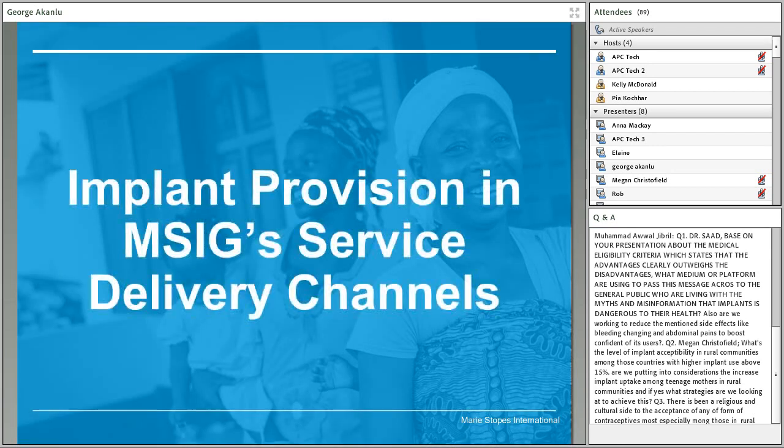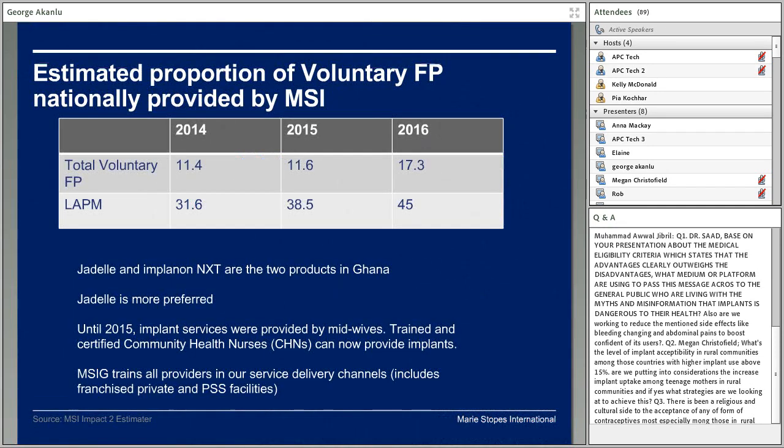We also ensure that incidents are reported and managed through our system within the Marie Stopes organization. So we have a system where when an incident happens in any of these service delivery channels, a team is put together, they do the management, they investigate, and they share the results among the other service delivery channels as learning so that mistakes that are committed in certain channels are not repeated in others.